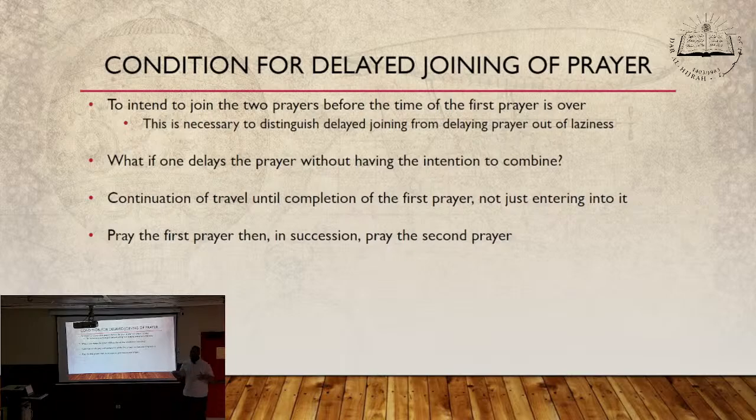Now there's something called Jam' at-takhir, the advanced combination. We covered Jam' at-taqdeem; let's talk about Jam' at-takhir. The delayed combination is to intend to join the two prayers before the time of the first prayer is over. Meaning, I'm in Dhuhr right now. I have to make the intention right now in Dhuhr that I will delay my prayer to combine them at Asr time. But if I do not make the intention and the time passes, and at Asr time I say, oh, I intend to pray, then now I'm sinful, and I'm going to pray a make up.